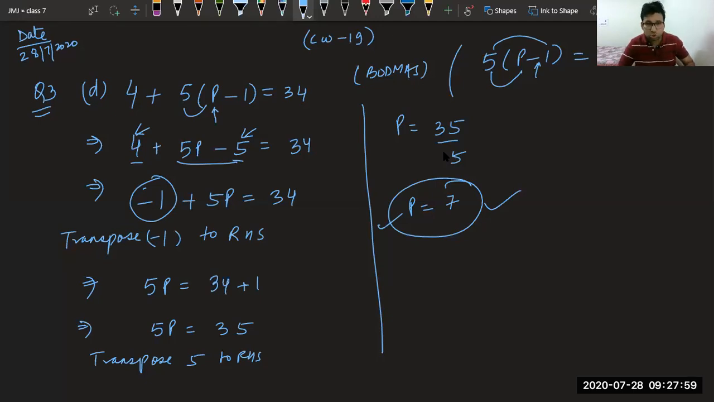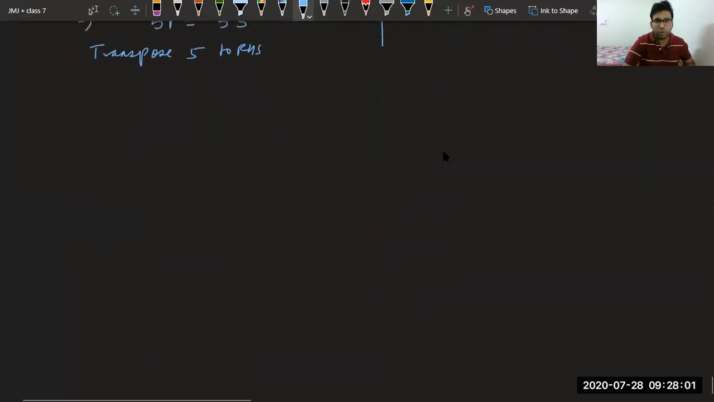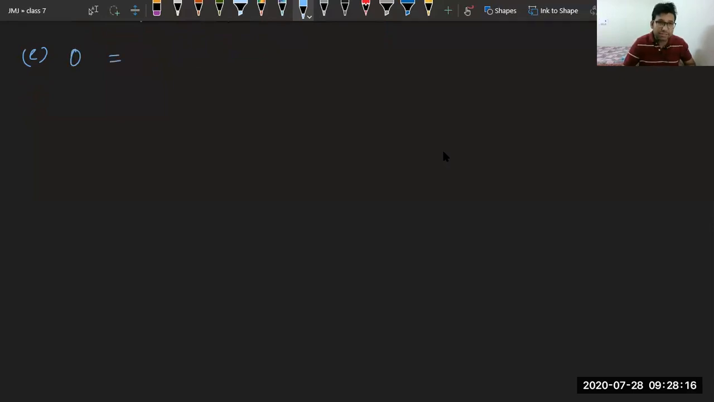Yes, you can do by inverse also. It is your choice. If you want to do by inverse, do by that also, no issue. Let us take E part now. All parts use the same concept. E part is saying 0 is equal to 16 plus 4 bracket m minus 6. We have learned that we have to open the bracket first by BODMAS rule. So 0 is equal to 16, 4 into m will give us 4m, minus sign is there, 4 6s are 24.